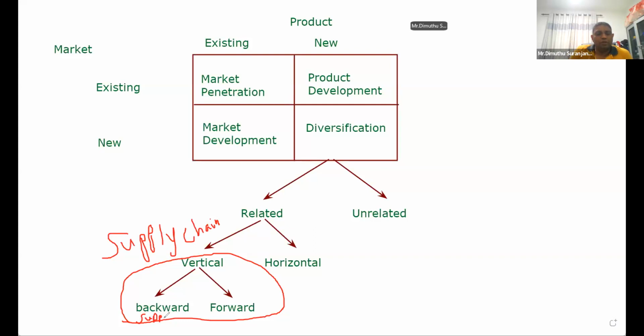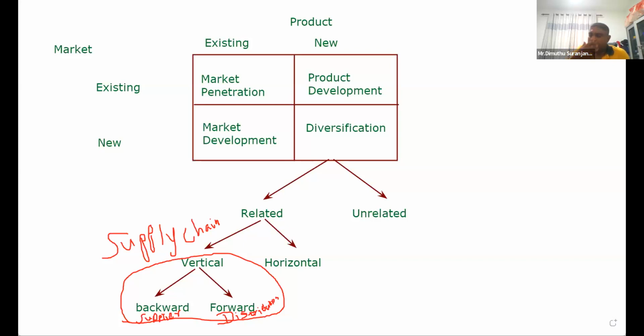Then if you go forward, that means you started to do the distributor work. Now at the moment, these two are done by two organizations. For example, our distribution is only done by Ali. In the future, you can do your own distributions. Maybe Ali may be there, but in addition to that, you can start your own distributions. The forward one, backward supply.